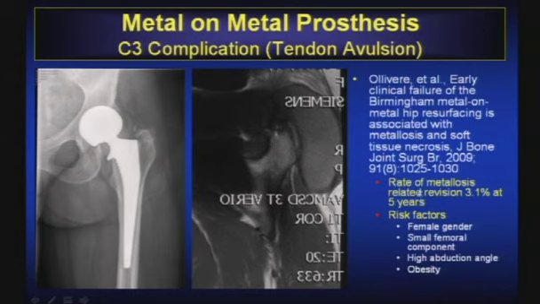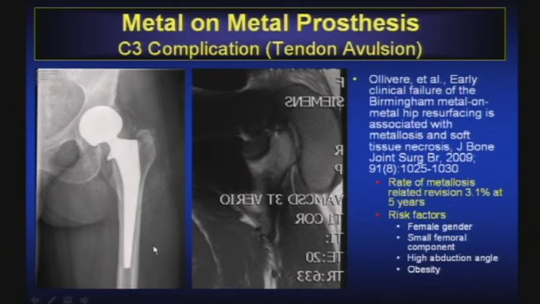Taken from the orthopedic literature, this is such an interesting phenomenon. Rates of metallosis related revision are 3.1% at 5 years, and in a specific subcohort, younger women, so women in their 40s and 50s, the complication rate is up to 13%. Okay, so this is really a big problem.